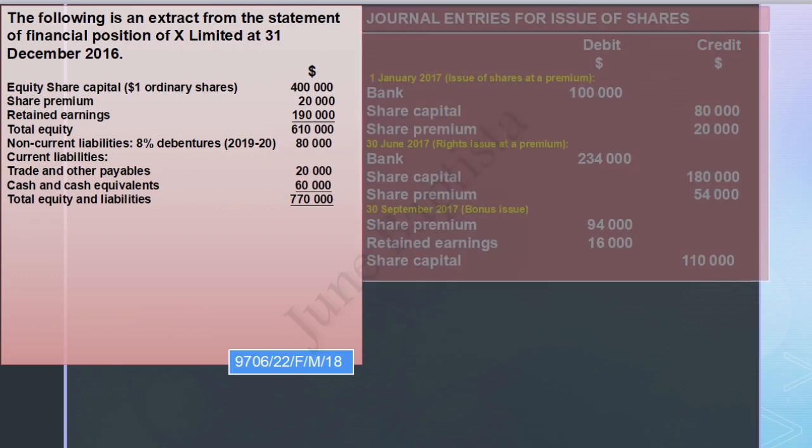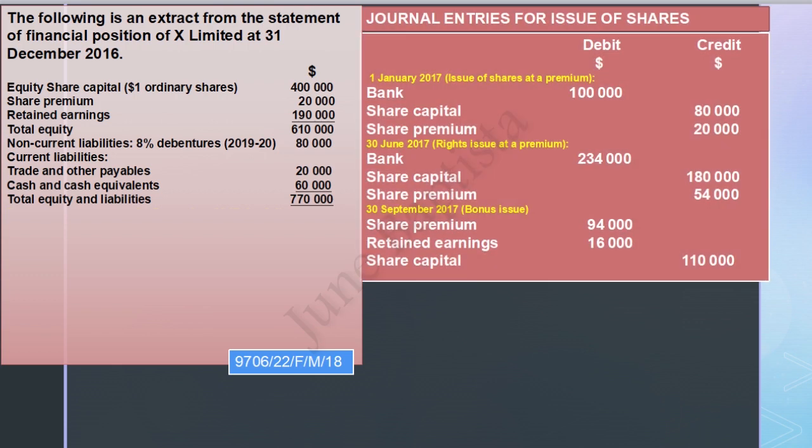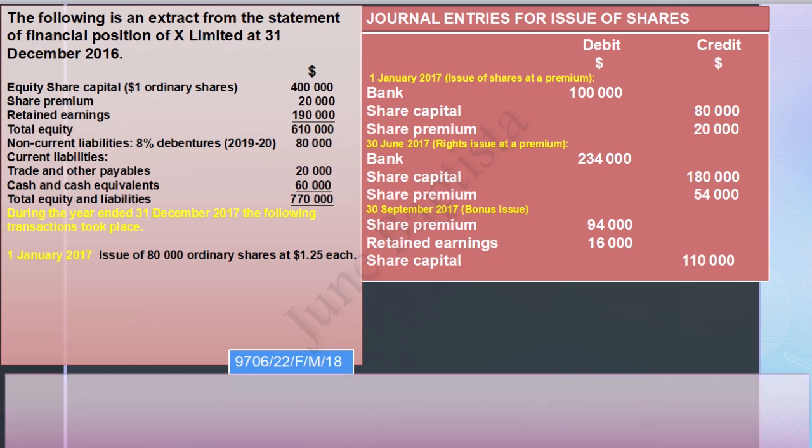Let us now look at the journal entries for the issue of shares on the 1st of Jan. There was an issue of 80,000 ordinary shares at 1.25 each. Let us look at the working. January 1st. Amount received would be 80,000 times 1.25 to give us $100,000. Therefore, in the journal entry on the 1st of Jan, bank will be debited $100,000.